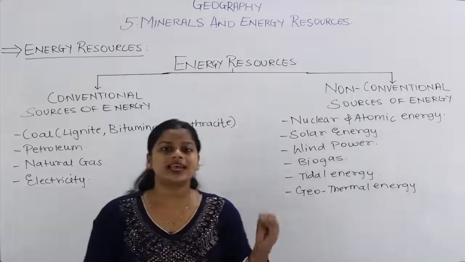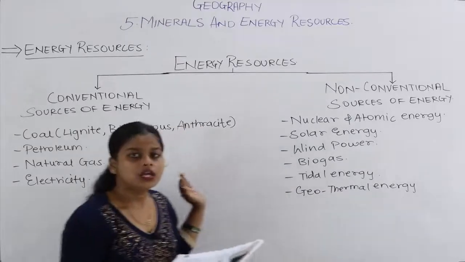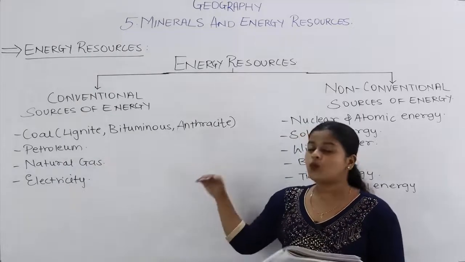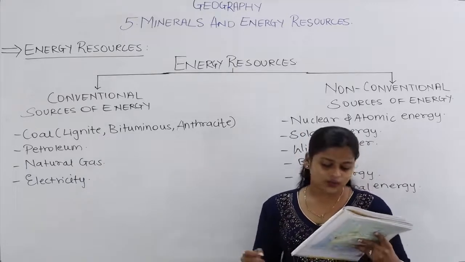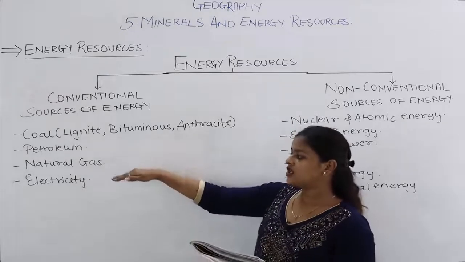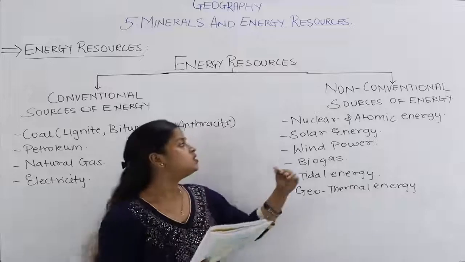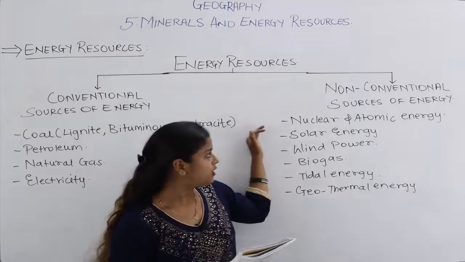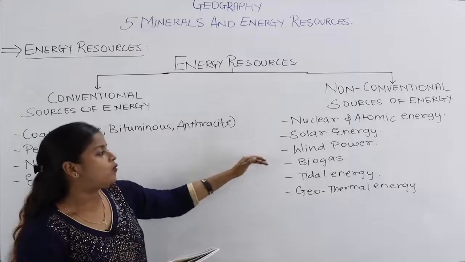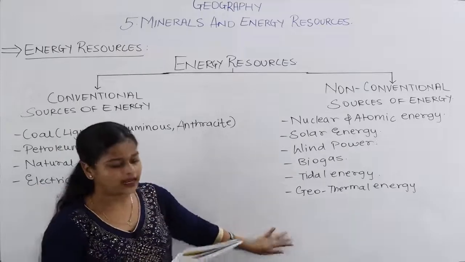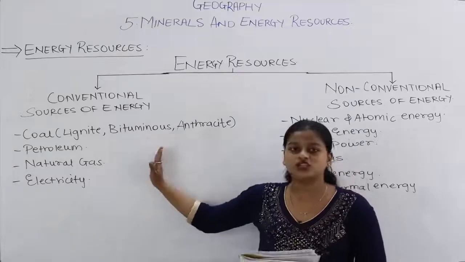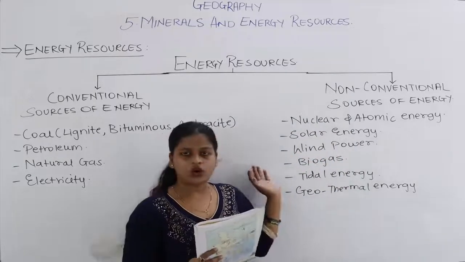Now, energy resources can be classified in two parts: conventional and non-conventional. What comes in conventional? Conventional is the one which is non-renewable by any natural process. What comes under conventional is coal, petroleum, natural gas and electricity. What comes under non-conventional is nuclear or atomic energy, then solar energy, wind power, biogas, tidal energy, geothermal energy. We will learn about each of these, but first we will learn about the conventional sources, then the non-conventional ones.